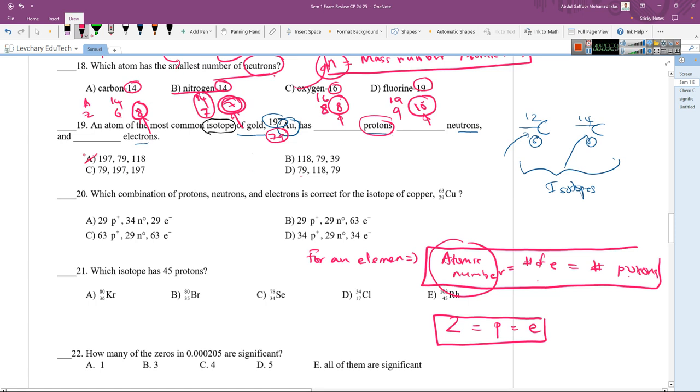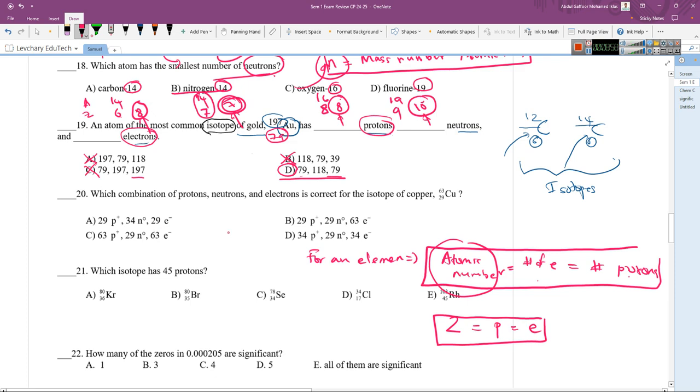So we can eliminate A and B. These two cannot be the answer. So here, either C or D. Now again, look at the number of electrons. Here the number of electrons also should be 79. So in D only we have 79. So we can eliminate C also, right? Okay, so the answer is D.